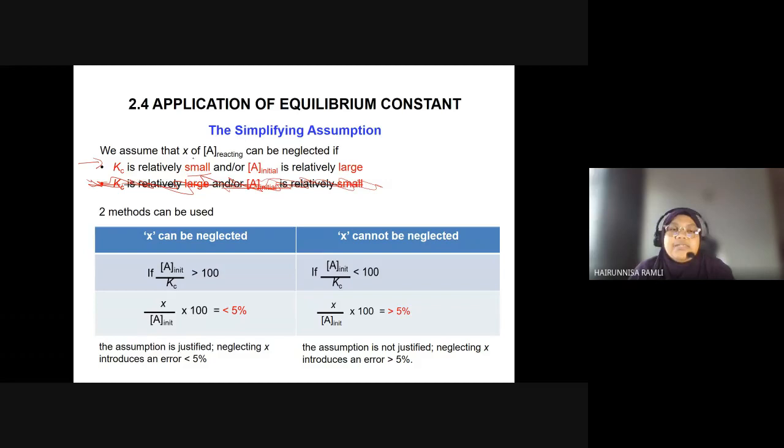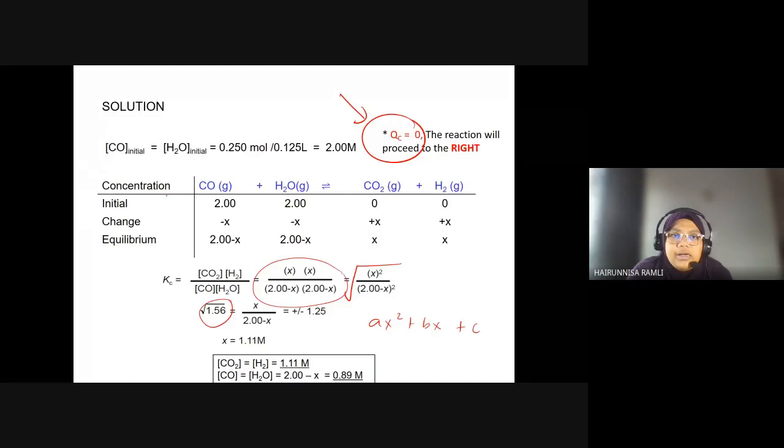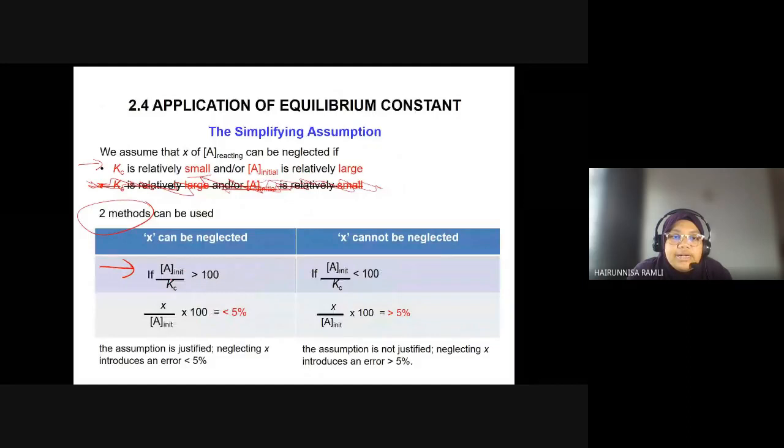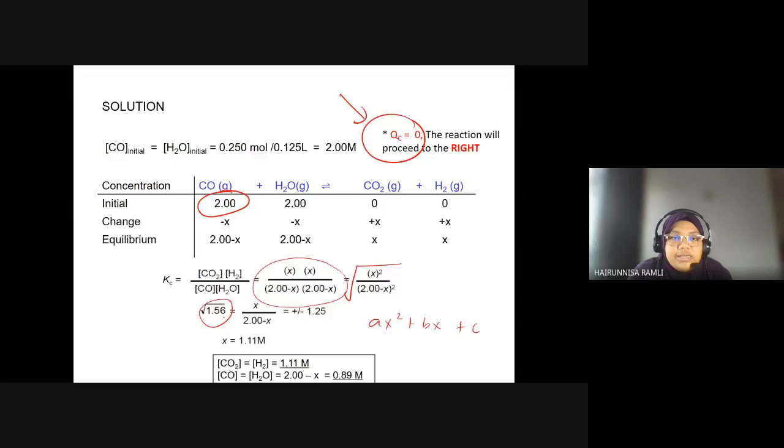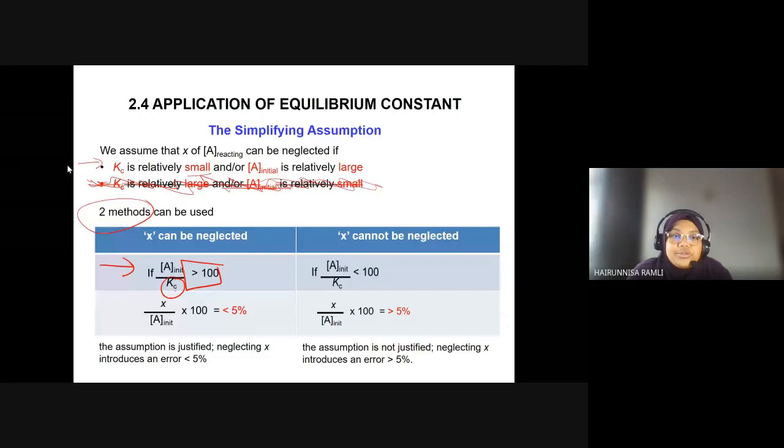That's why there is a method. We have two methods that can be used when we want to neglect X. First, the initial concentration. When you look at the ice table, this is the initial concentration, two molar for example. So, two molar over KC, the value of KC, let's say 1.56. The value must be more than 100. If it is less, you cannot neglect X.